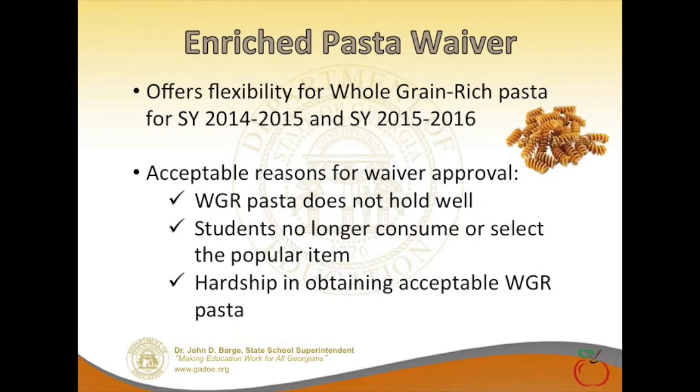For example, an approvable request may state that the use of the new whole grain rich pasta, or the degradation of the new whole grain rich pasta during the typical holding time, negatively impacted the taste and texture of the product, and that the school food authority received increased negative student or parent feedback as a result of this change. Once you're approved, you will receive an official letter from your area consultant that you should keep in a secure file for auditing purposes.